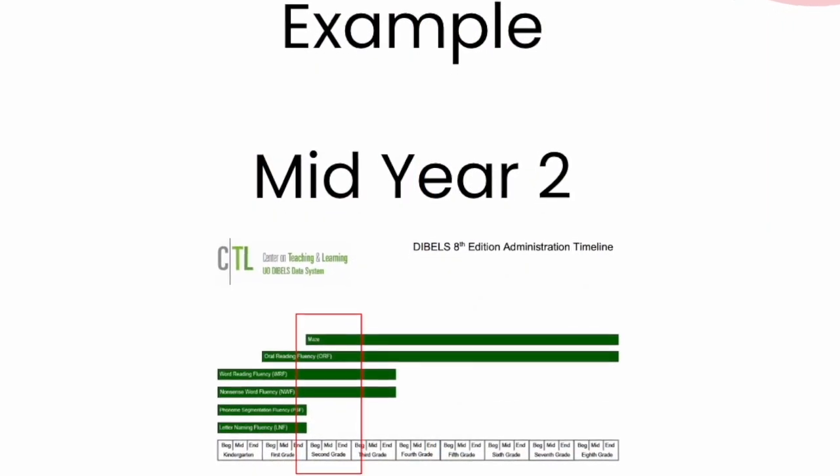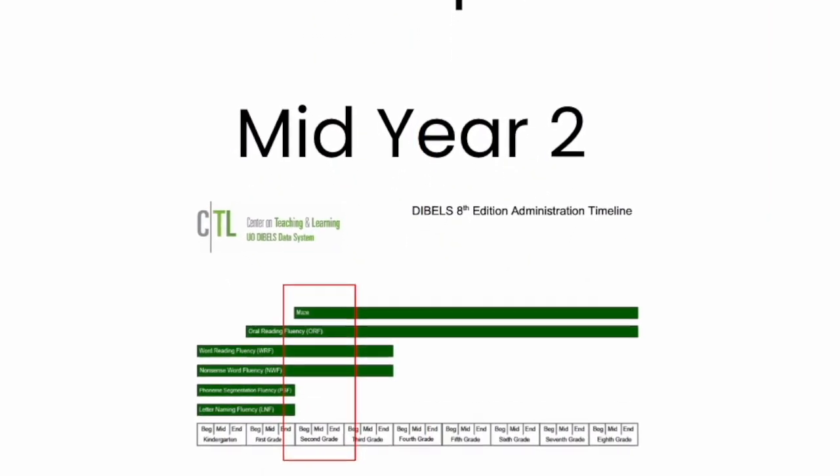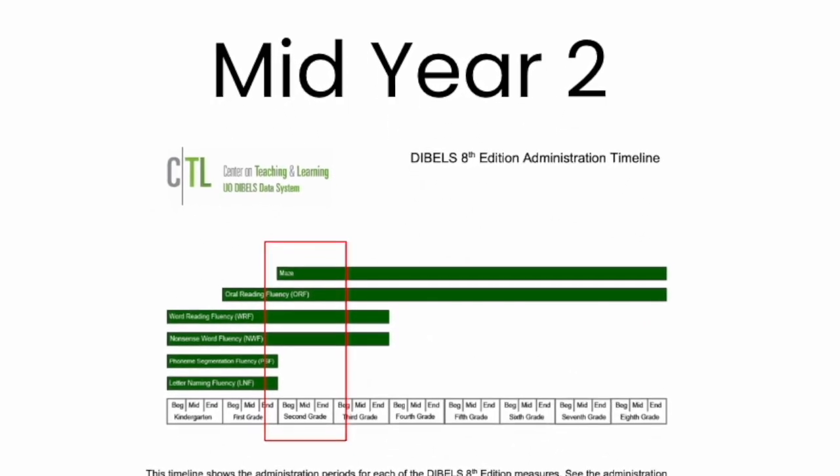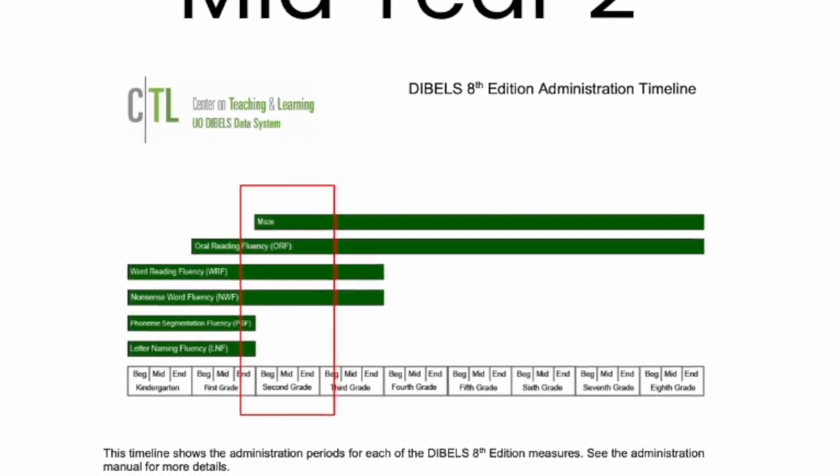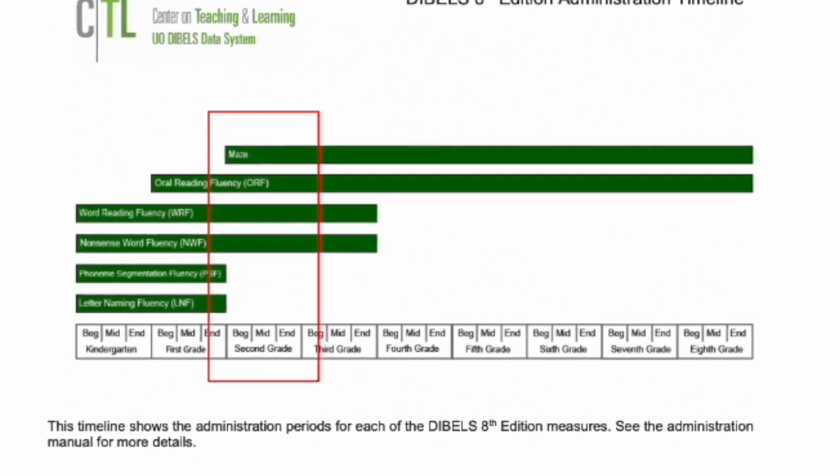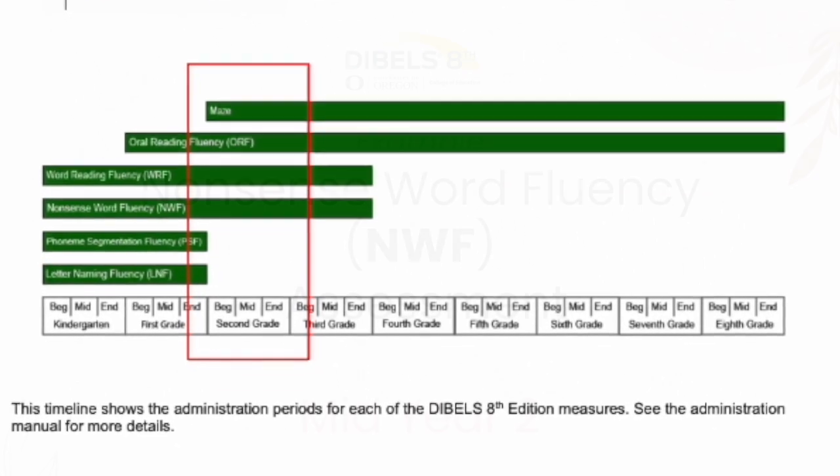Now, all of these assessments are completed one-to-one and are timed for 1 minute long, except for the maze assessment, which is completed as a whole class and is timed for 3 minutes.